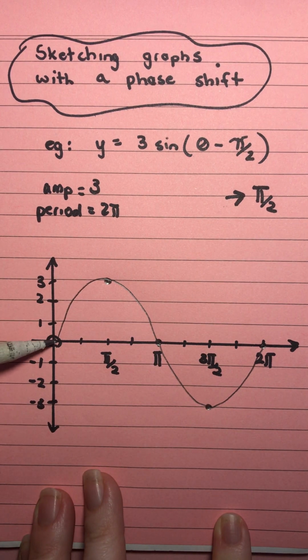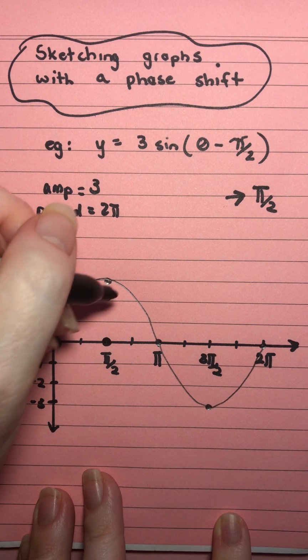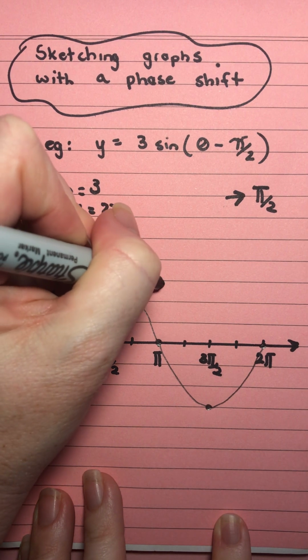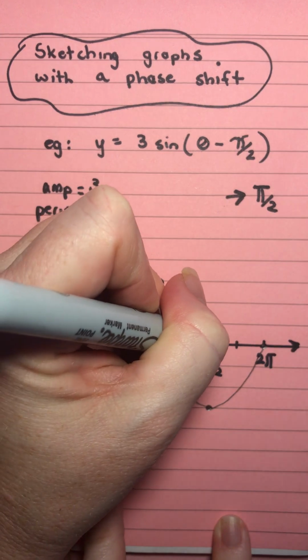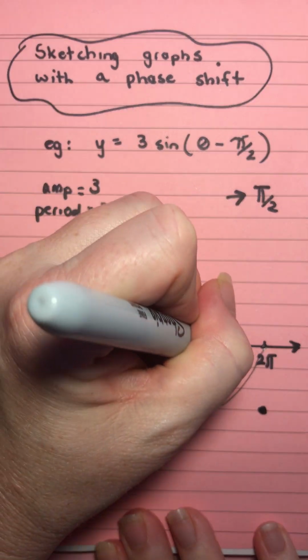So I grab this original point, it's going to move forward pi on 2. So it will have its point here. Then I'm going to move this one forward pi on 2, this one forward pi on 2, and this one forward pi on 2. So that gives me this shape here.